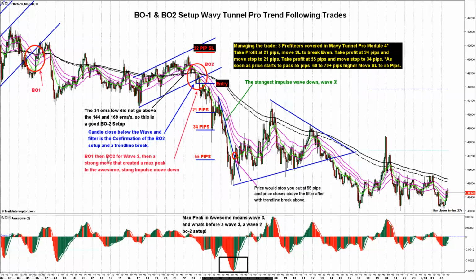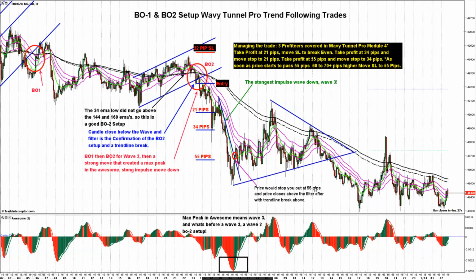So breakout 1, then breakout 2 for wave 2, then a strong move that created a maximum peak in the awesome oscillator, strong impulse move down. So here's your awesome peak. So he decides to get out before the wave 3 turns into a wave 4. So you could also get out here, okay?